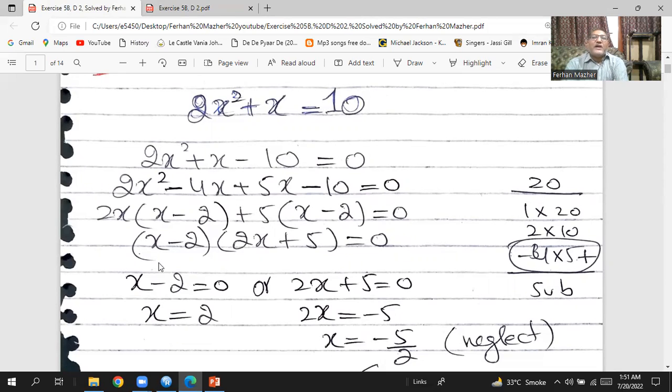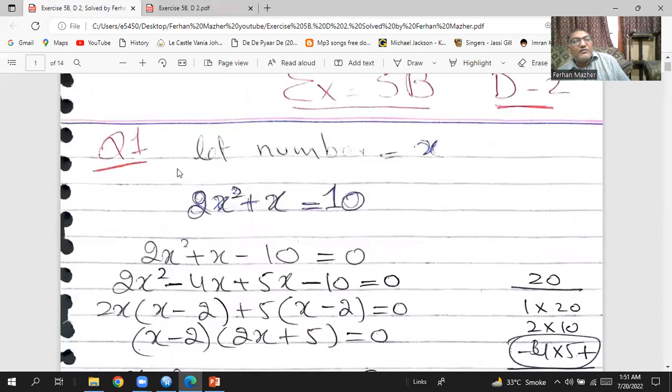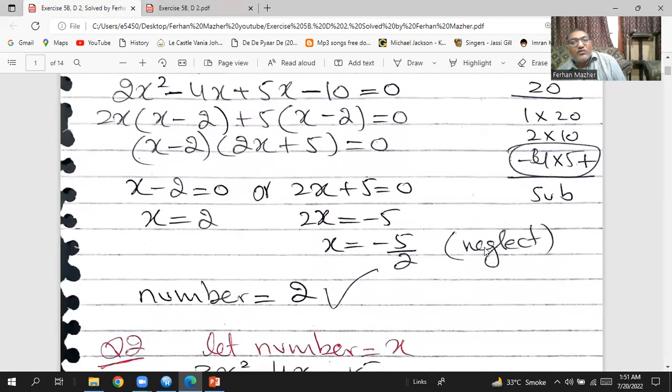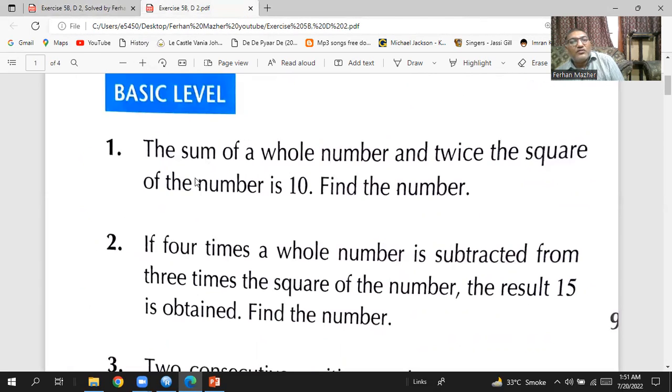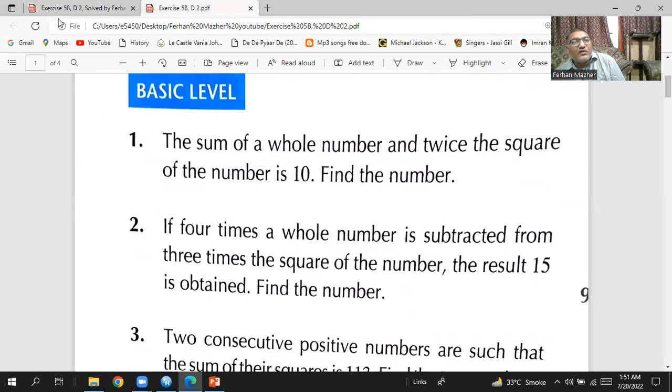So we will make x minus 2 equals to 0. So x will be equals to 2. And in the same way, we will make 2x plus 5 equals to 0. So 2x will be equals to minus 5. So x will be equals to minus 5 by 2. So because that number was a whole number, so this fraction will be neglected. So the x is 2. So the number is 2. So whole number, that said that is a whole number.